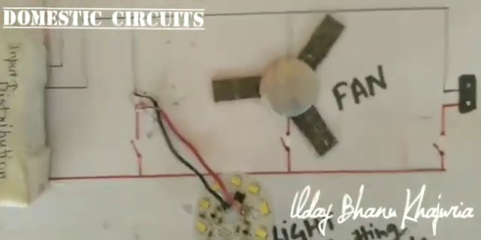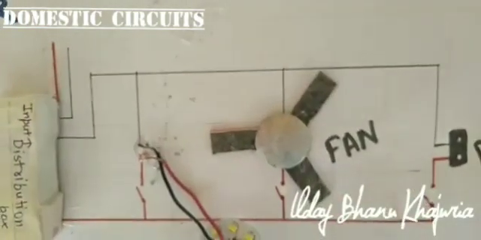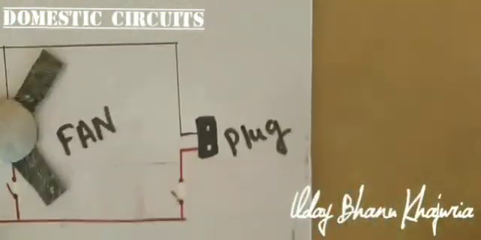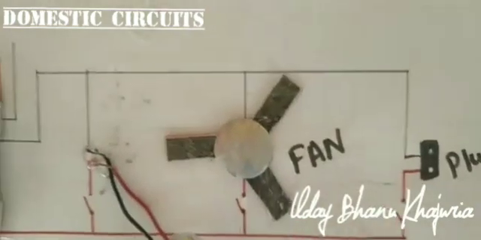Now here you can see that the bulb is connected in parallel, the fan is connected in parallel, and the plug is always connected in parallel. This is because each of these has a switch, so it can be switched on and off easily. Now here is our model.